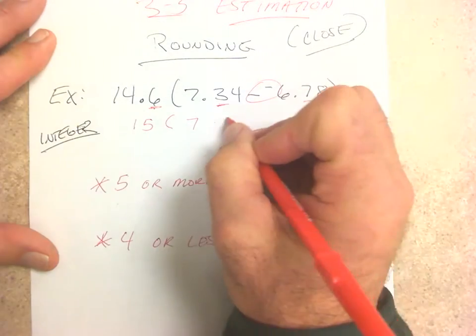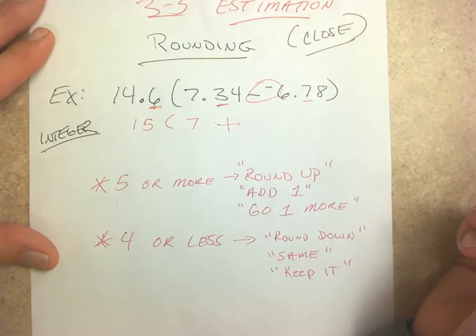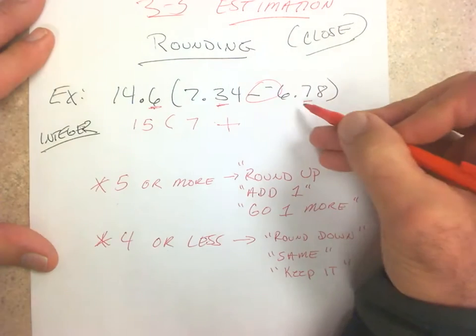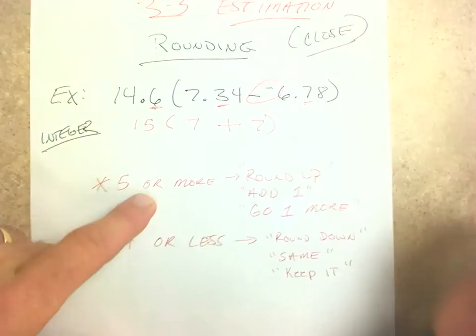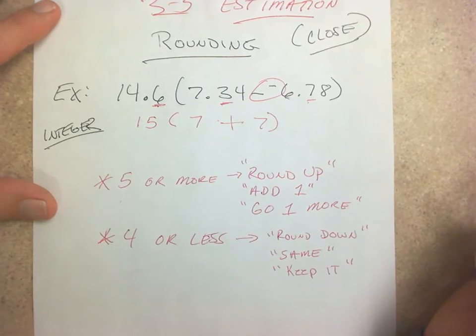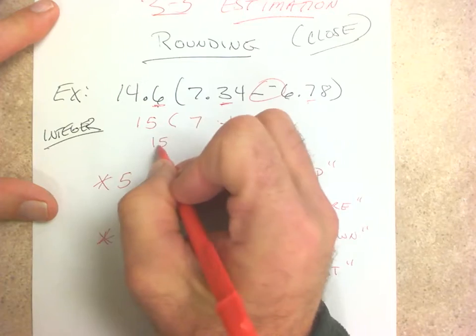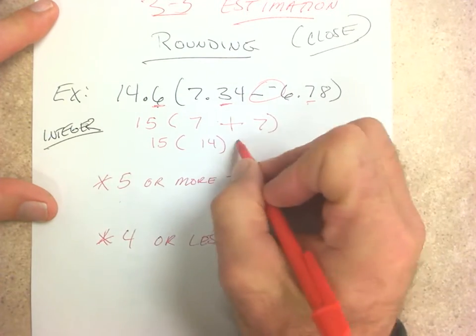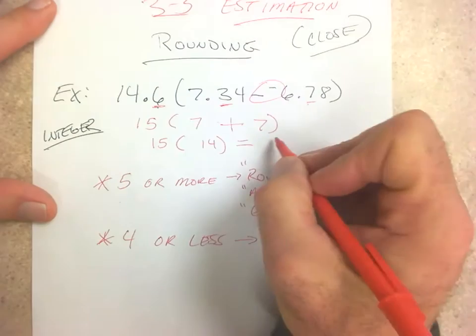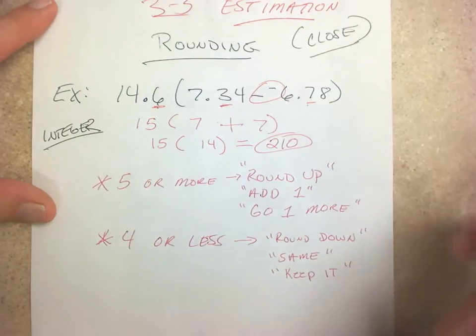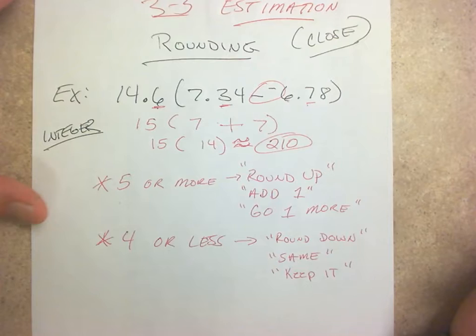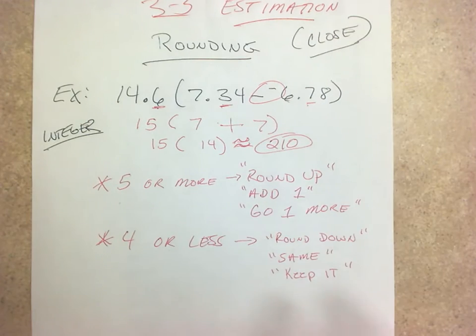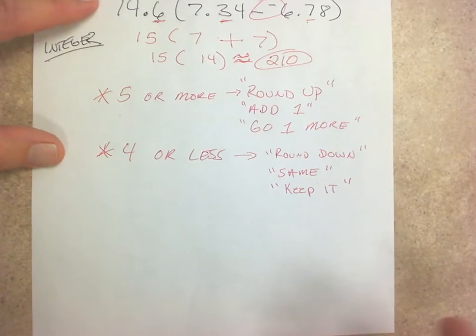We're going to apply our little integer rule. Minus minus is equivalent to plus. 7 is 5 or more, so we're going to add 1 more to make that an 8. So now we have 15 times 14. So we end up with an approximation of about 210. About 210. All right, so that was the first example we looked at in class.